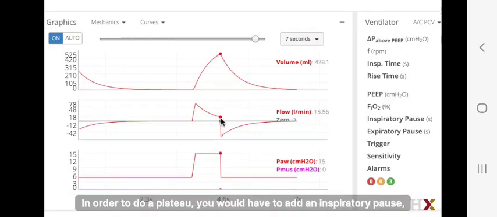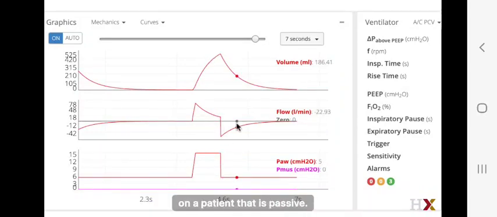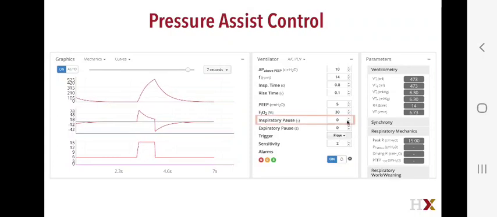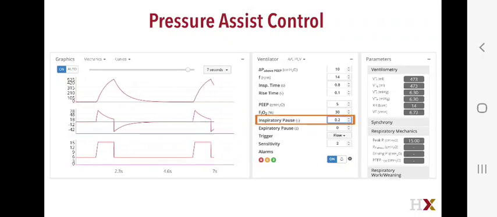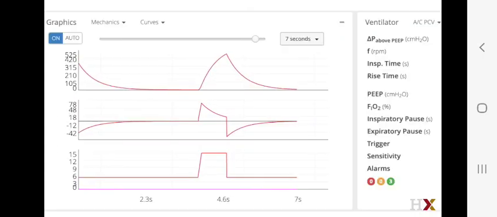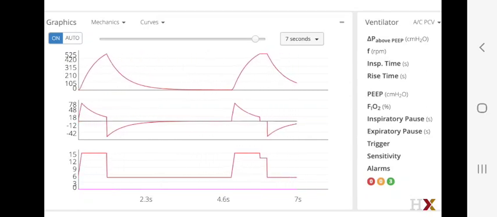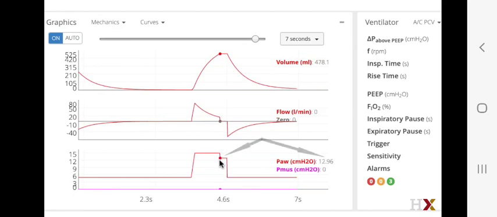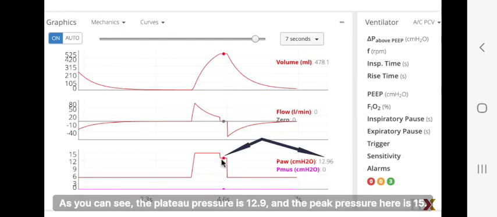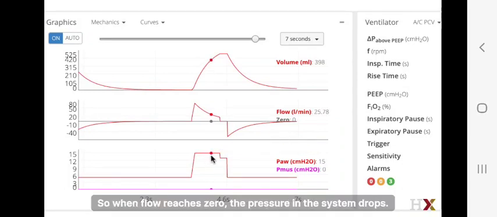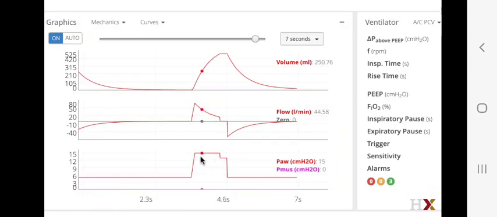In order to do a plateau, you would have to add an inspiratory pause, and this pressure would be slightly higher than the plateau pressure on a patient that is passive. Let's see. As you can see, the plateau pressure is 12.9, and the peak pressure here is 15. So when flow reaches 0, the pressure in the system drops. So some of this is due to resistance.